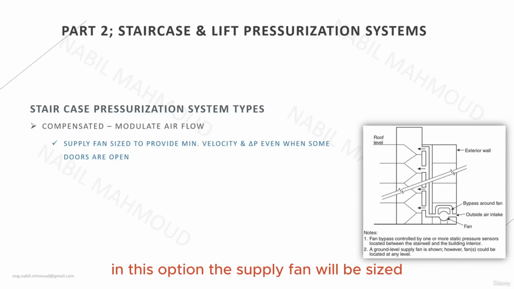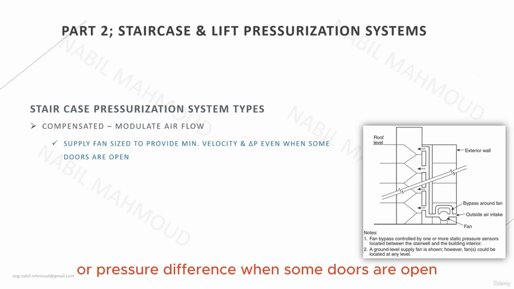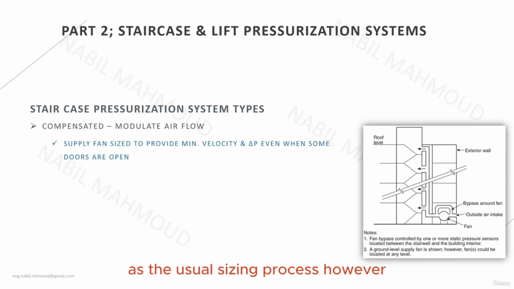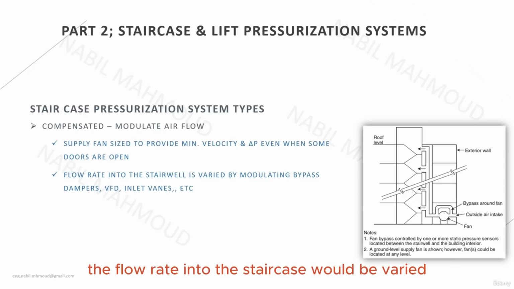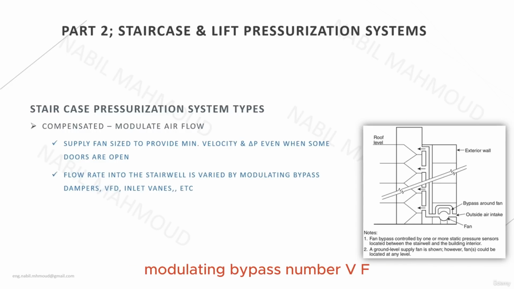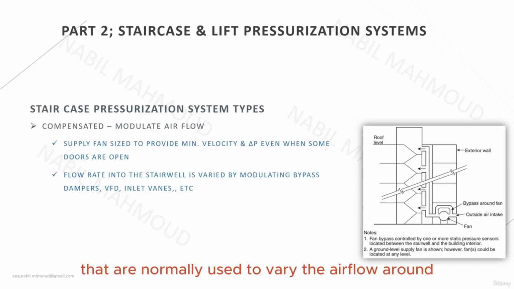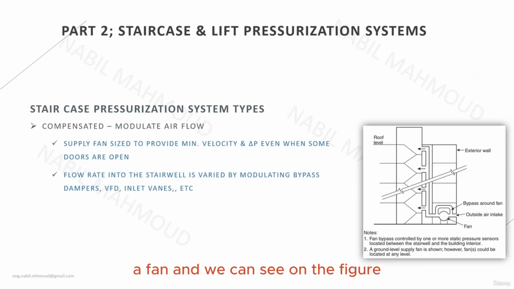In this option, the supply fan will be sized normally to provide the minimum velocity and pressurization value or pressure difference when some doors are open and when some doors are closed, as the usual sizing process. However, the flow rate into the staircase will be varied by using one of the following options: modulating bypass damper, VFD, inlet vanes, or any of these options that are normally used to vary the airflow around a fan.